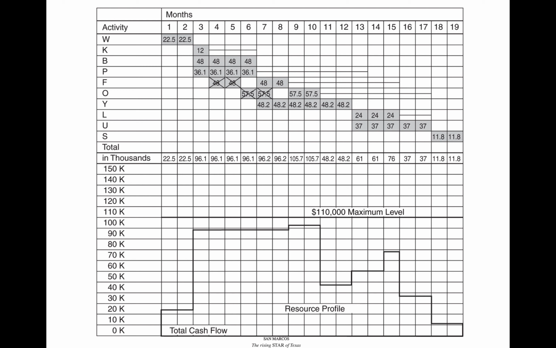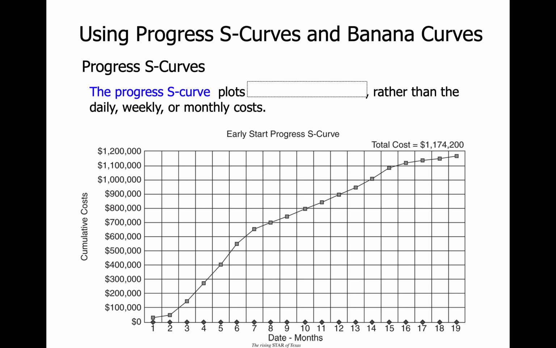So it'll be 45. And then 45 plus the 96.1. And then that total plus the 96.1. And then continuing on. So that's what the S curve is. So it went from 0, the first one was the 22.5, and so forth. And it plotted those added together. Every month is then added together, so it accumulates. So it's a cumulative cost rather than a daily, weekly, monthly cost.